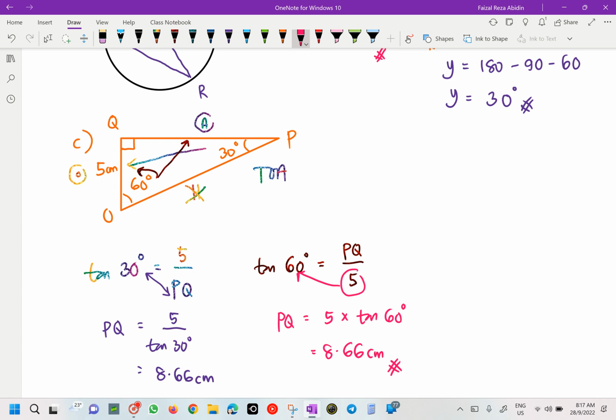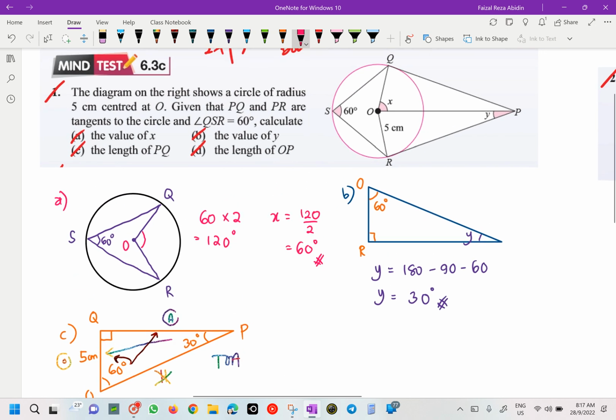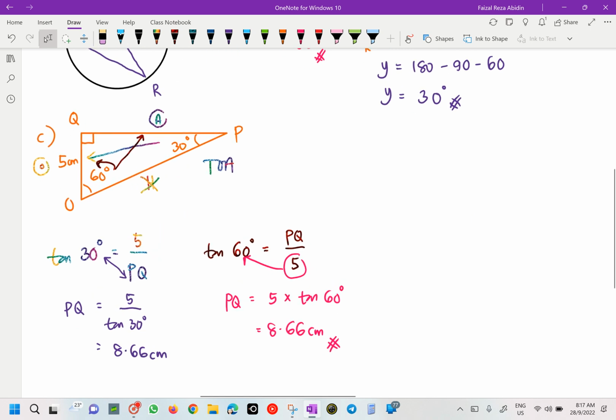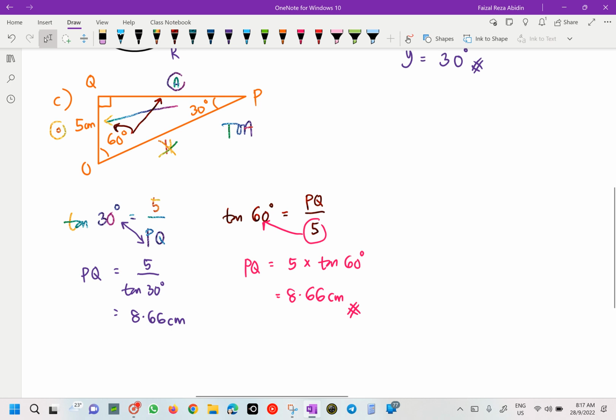Okay, next one we are going to look at our D. The question there is asking for OP. OP is going to be what? Over there, we have already OP just now. Hypotenuse. So we can use what? Theorem. You are going to find using trigo. Can. Okay. If you are using trigo, can, no problem. So we are still using the angle, isn't it?